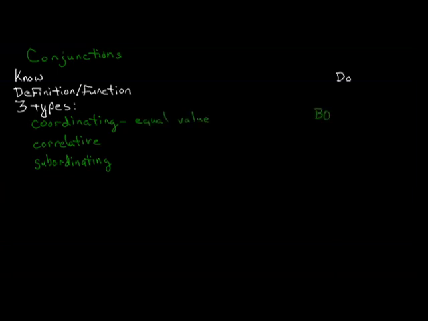So the coordinating conjunctions connect things of equal value, and there are a very small number of them. We can remember the coordinating conjunctions through the acronym BOYSFAN. The B stands for but, the O for or, the Y for yet, the S for so, the F for for, the A for and, and the N for nor. And you can practice the jingle to help remember BOYSFAN in the webpage section of jingles.